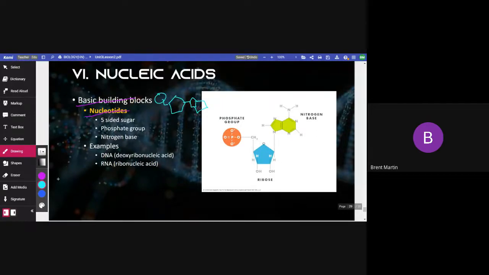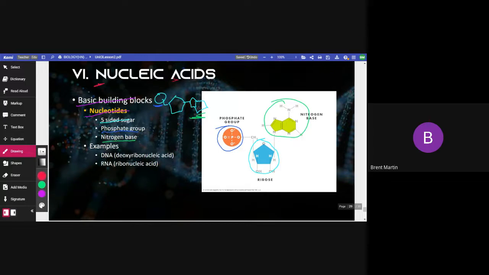Now, could I find the 5-sided sugar in the actual picture that Google provided? Can any of y'all identify that 5-sided sugar? All right. Now compare mine. Can you find, there's my phosphate group, right? Can you find their phosphate group? It's close enough, ain't it? Right? Now, can you identify the nitrogen base? And mine's kind of simple, isn't it? Very simple.